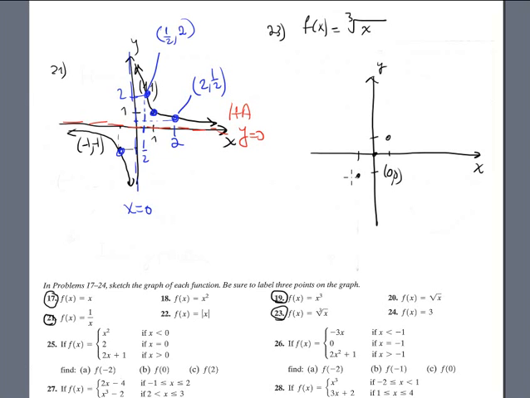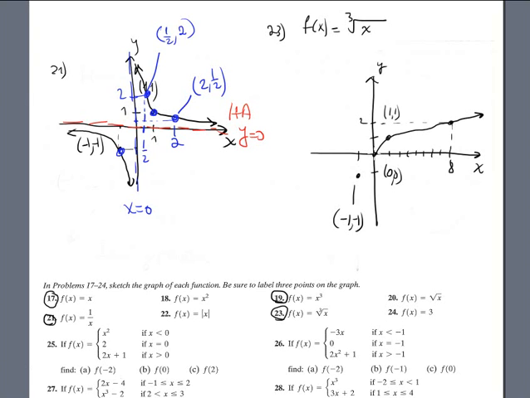Okay, this point is (-1, -1) and (1, 1), because the cubic root of 1 is 1 and the cubic root of negative 1 is negative 1. And one more point: the cubic root of 8 is 2. So 2, 3, 4, 5, 6, 7, 8. (8, 2). That's another point. So this looks like that.